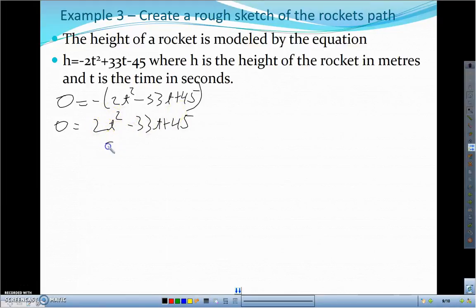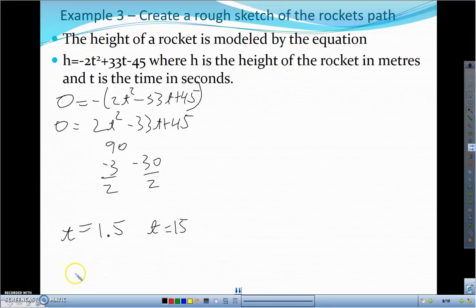2 times 45 is 90. Two numbers which multiply to 90 and add to minus 33 are minus 3 and minus 30. Okay, we divide those by 2. Our numbers that we're looking for are minus 1.5 and minus 15. Or, if you're really good, you can already tell me that the roots are the positives of these, or the switched signs: t is equal to 1.5 and t is equal to 15.